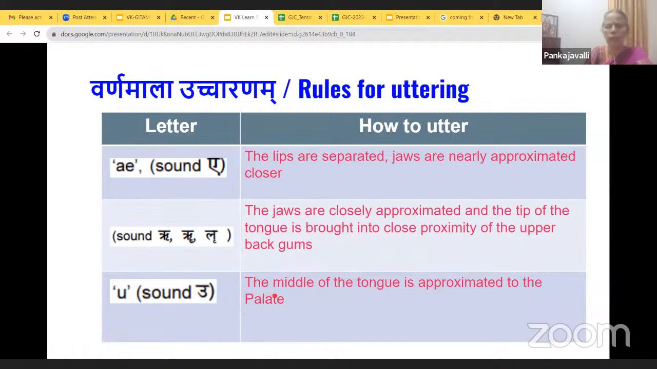U, the Poo sound is by the oshta. The middle of the tongue goes to the palate, but oo is labial.